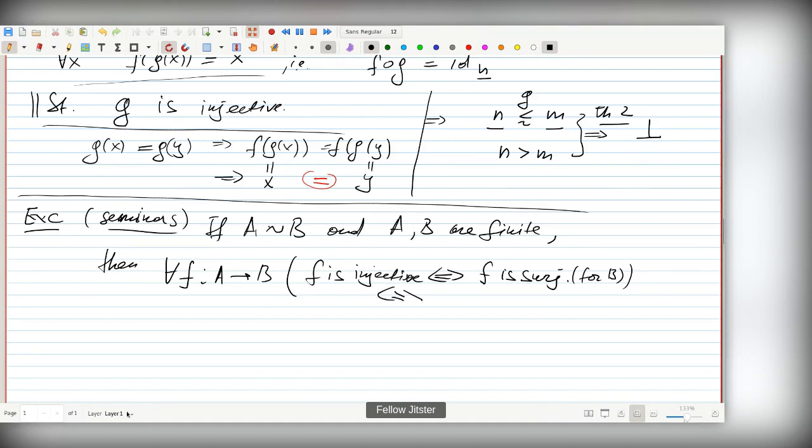That means that every injection is bijective, and every surjection is bijective. That is, between two finite sets of the same size, which are equivalent to each other, which have the same number of elements, injections and surjections are the same. So let us consider an example of using this statement. It is very common in mathematics.